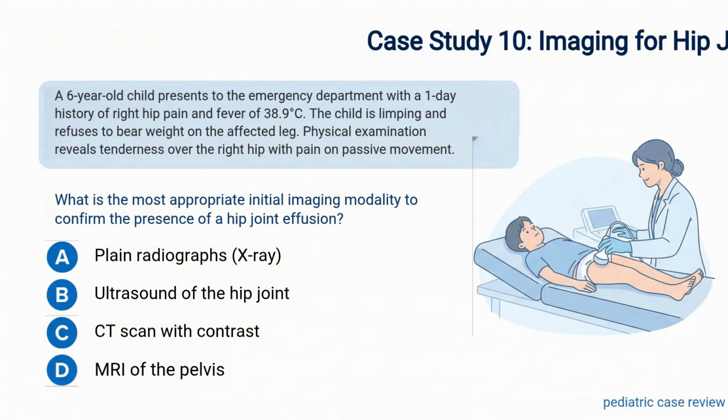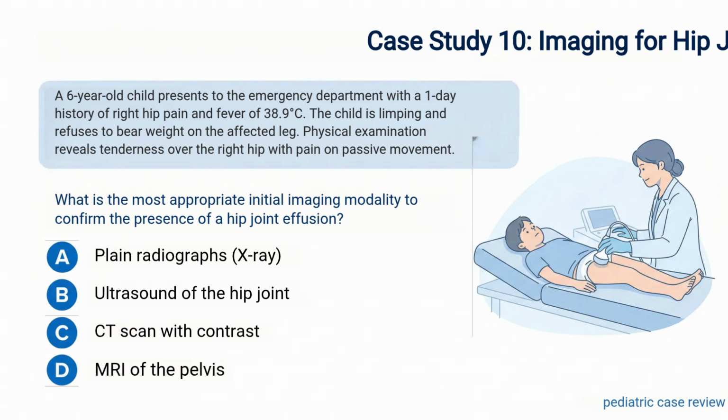A 6-year-old child presents to the emergency department with a 1-day history of right hip pain and fever of 38.9 degrees Celsius. The child is limping and refuses to bear weight on the affected leg. Physical examination reveals tenderness over the right hip with pain on passive movement. What is the most appropriate initial imaging modality to confirm the presence of a hip joint effusion?